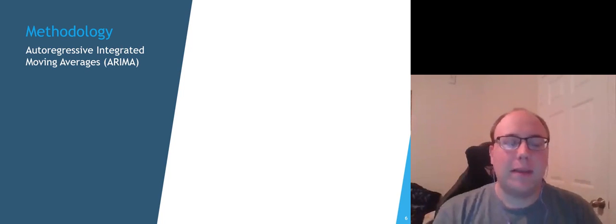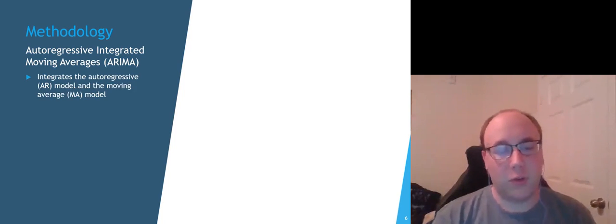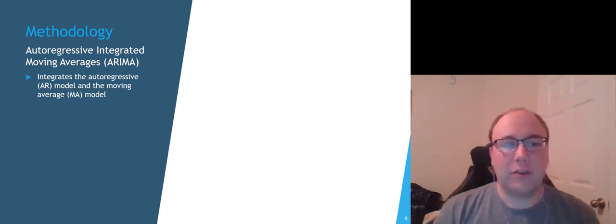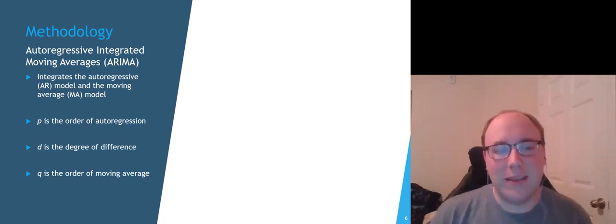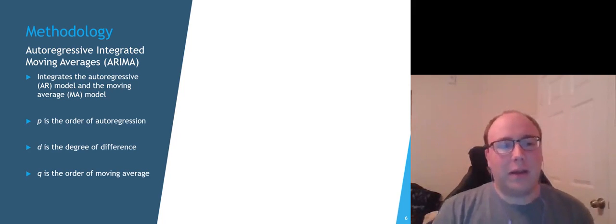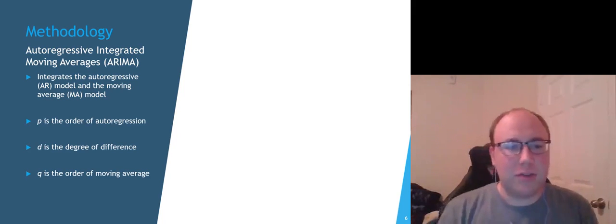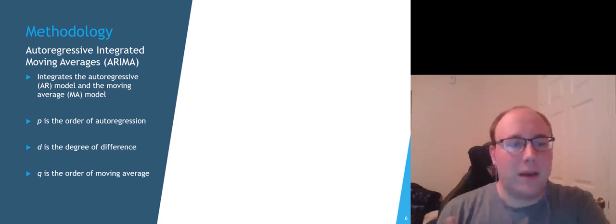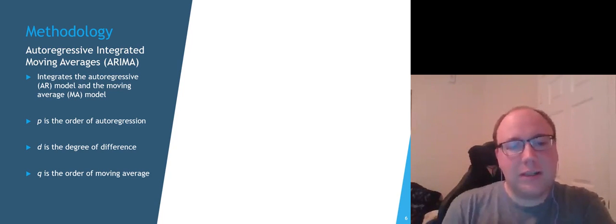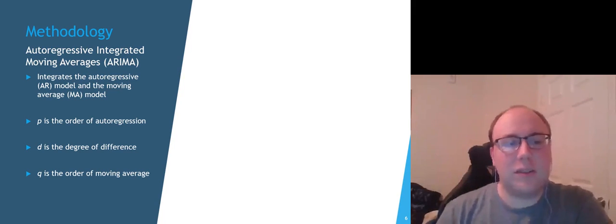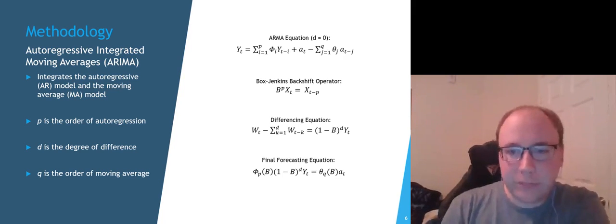All right. The other algorithm that we used was autoregressive integrated moving averages, or ARIMA. As the name implies, it integrates two different models, the autoregressive model and the moving average model. In the equations I'm about to show you, just to give you a heads up, P is the order of autoregression, D is the degree of difference, and Q is the order of moving average.